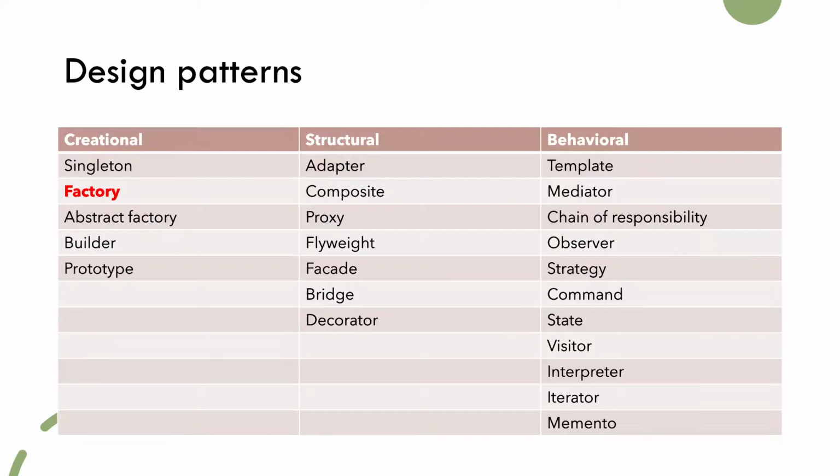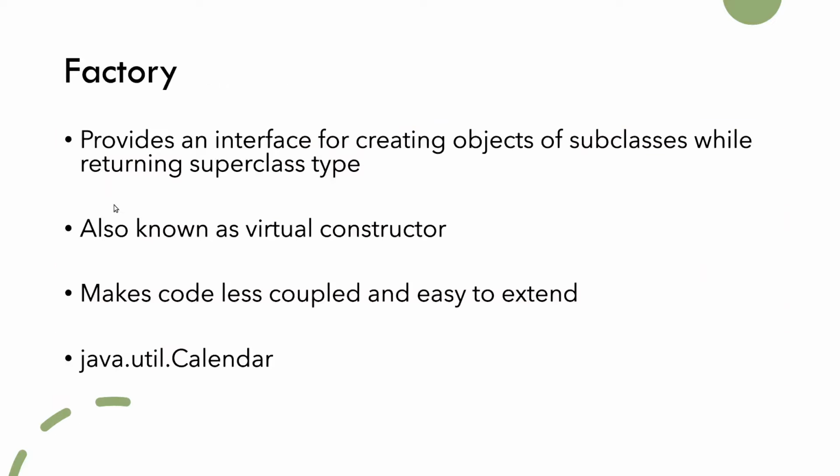Factory belongs to creational design patterns. The factory design pattern is used when we want to decouple creation of subclass objects from client code. To apply this pattern, we need to have a superclass that has multiple subclasses whose objects we want to create based on some input. This design pattern is also referred to as a virtual constructor.